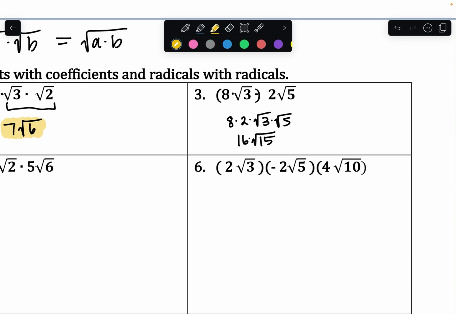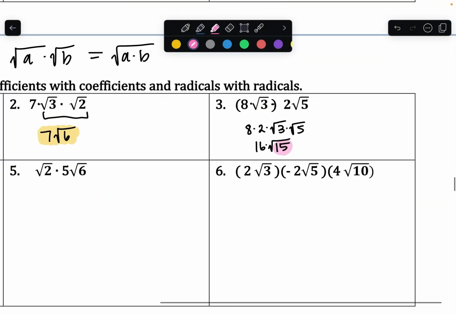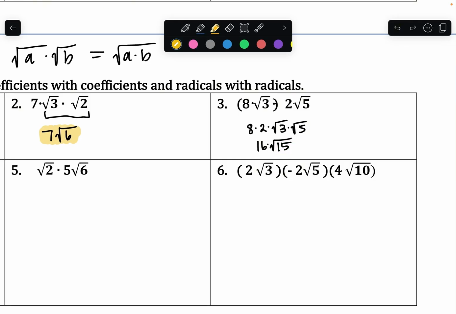Okay, and then before you commit to your final answer, make sure that you can't simplify what's under the radical. So the 15, of course, is just 3 and 5 as the factors, and so that has no perfect square factors. And so this is our final answer, 16 square roots of 15.